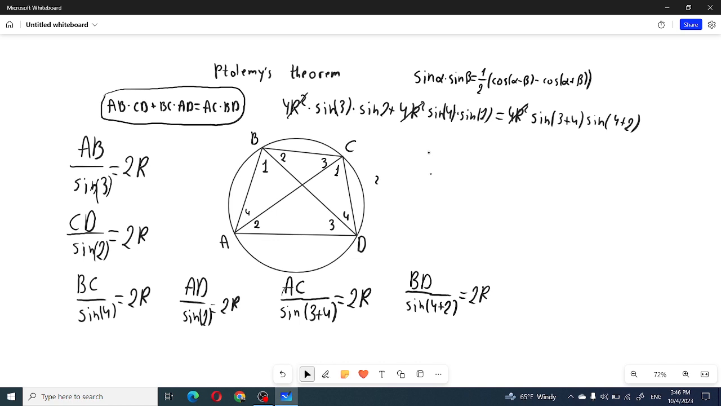So sine of 3 times sine of 2 will be 1/2 times cosine of 3 minus 2, then we need to subtract cosine of 3 plus 2. In a similar way, we will define sine of 4 times sine of 1, and that would be 1/2 times cosine of 4 minus 1 minus cosine of 4 plus 1.